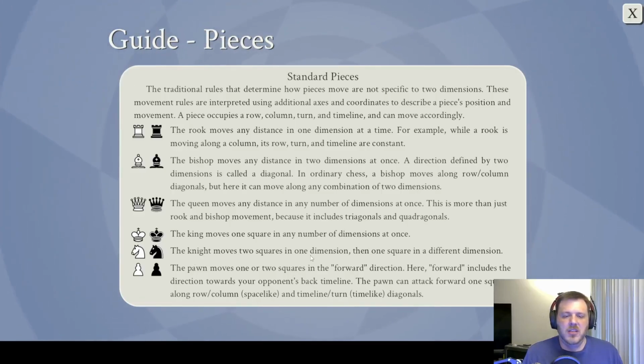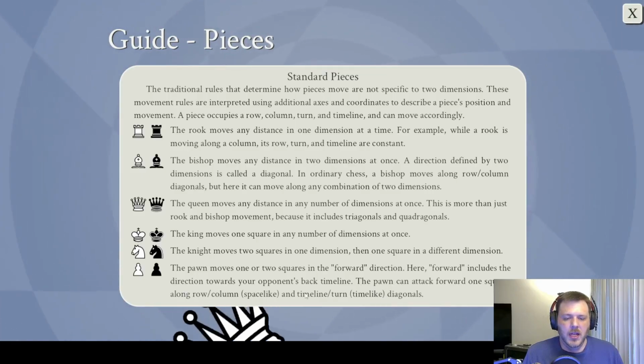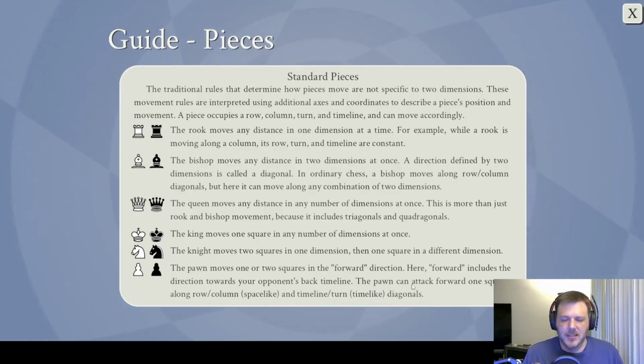The knight moves 2 squares in 1 dimension and 1 square in a different dimension. The pawn moves 1 or 2 squares in the forward direction. Here, forward includes the direction towards your opponent's back timeline. The pawn can attack forward 1 square along row, column, and timeline turn. Time-like diagonals. Okay.